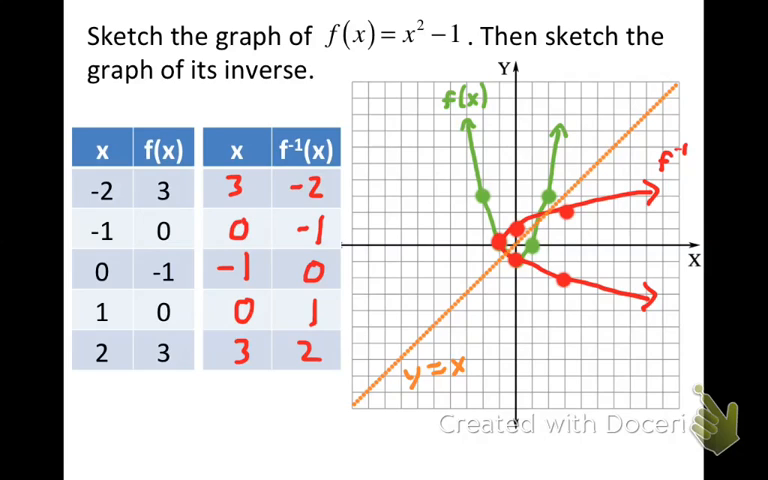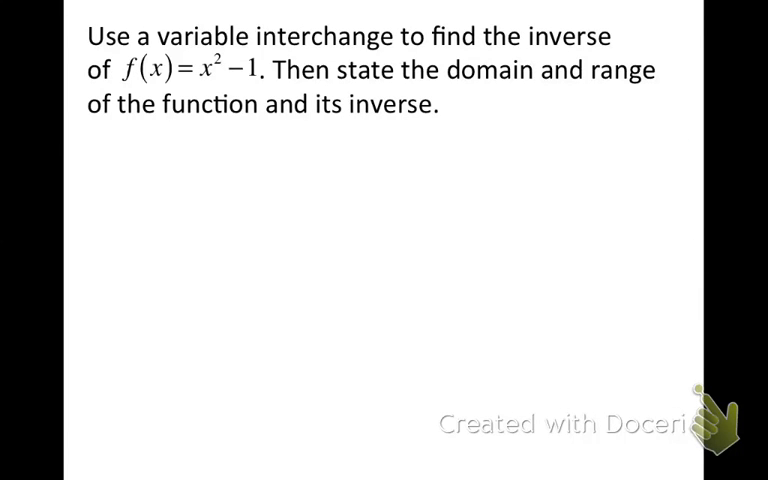All right, really cool. Let's look at algebraic ways of determining the inverse of a function now. The directions here are telling you to use a variable interchange, which I'll explain momentarily, in order to find the inverse of that same function that we used a moment ago, right? f of x equals x squared minus 1. We just graphed that and its inverse a moment ago. And then we're going to state the domain and range of the function and its inverse.